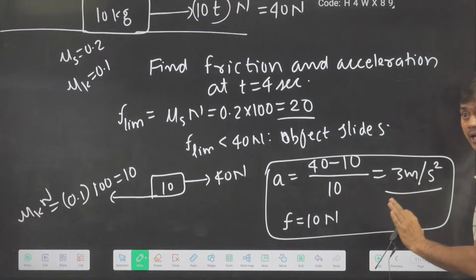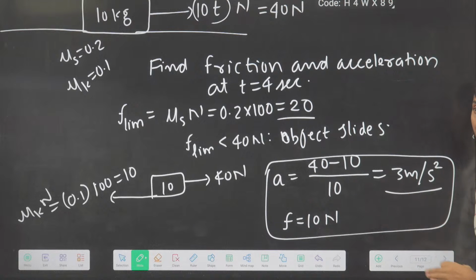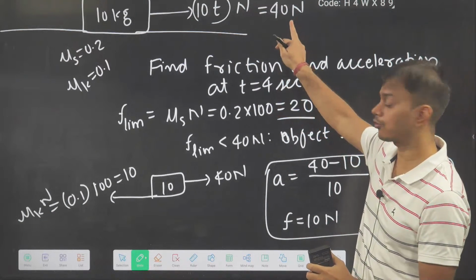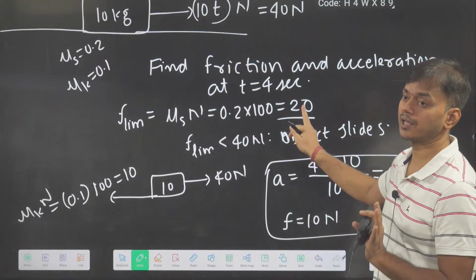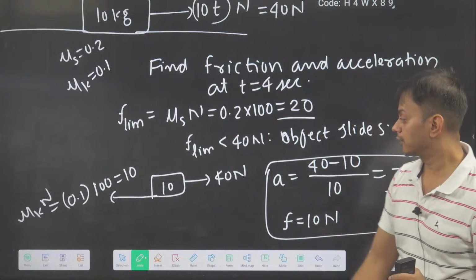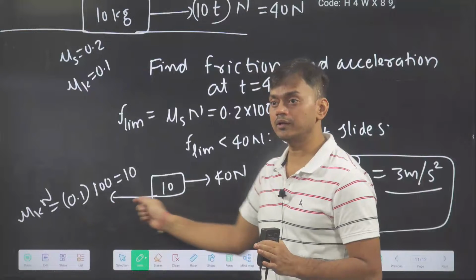So this is how I have to stay purposeful in the questions. What I told you, the moment you see a new question, just start with limiting friction. If limiting friction is greater than the driving force, the object will not move, so friction is static. If it is less than the driving force, as was the case in this question, driving was 40, limiting was 20, so 20 was unable to stop 40. So the object moves, friction shifts to kinetic, so force is mu k into n.